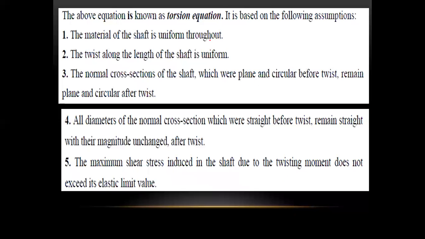Now, the above equation is known as the torsional equation. It is based upon some assumptions. The material of the shaft is uniform, so you should not have any changes in the dimensions, that is the diameter. The twist along the length of the shaft is uniform.